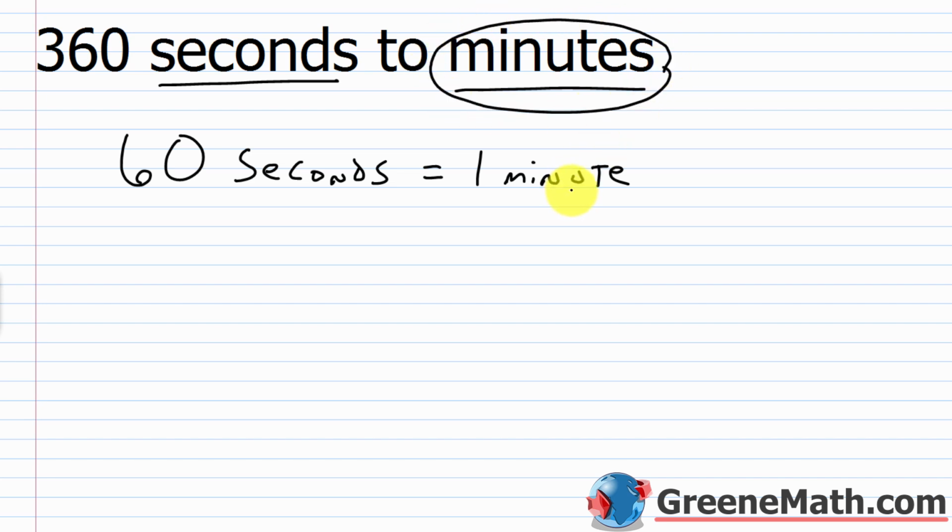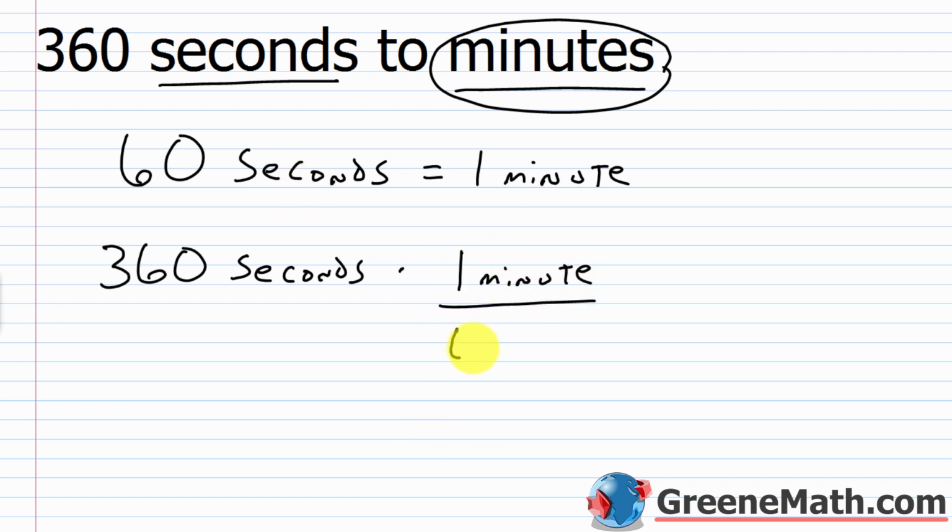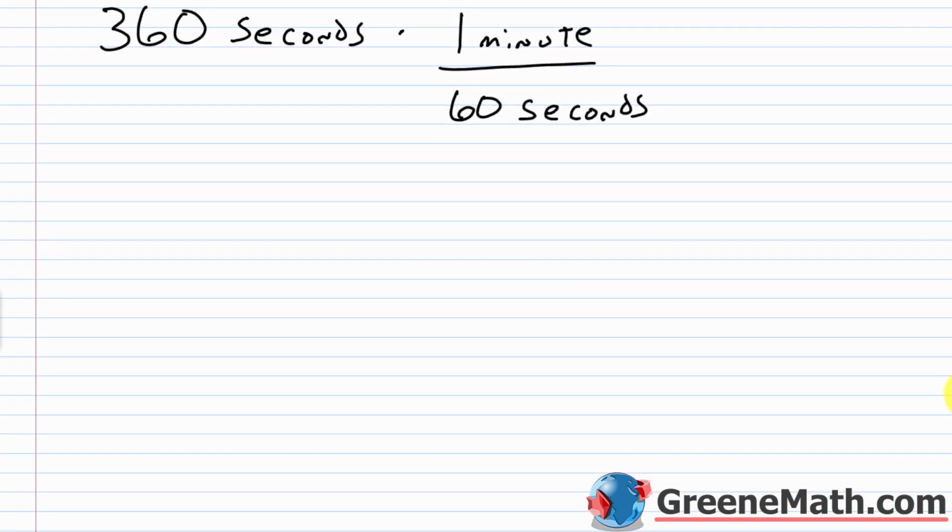So that means I'm going to write this where I have minutes in the numerator, or in this case, because it's singular, I'm going to have 1 minute in the numerator. So I'm going to write 360 seconds times, again, 1 minute's going to be in the numerator, over 60 seconds, that's going to be in my denominator. Let's scroll down a little bit and get some room going.